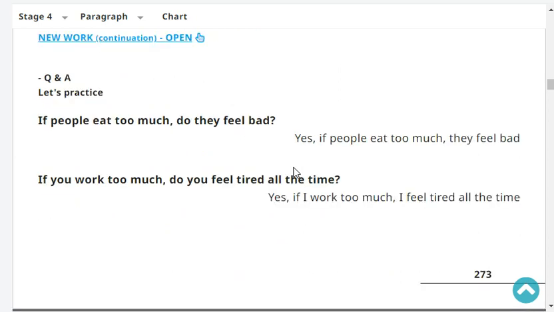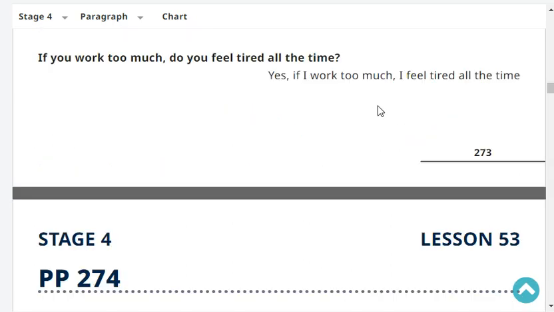If people eat too much, do they feel bad? Yes, if people eat too much, they feel bad. But if you work too much, do you feel tired all the time? Yes, if I work too much, I feel tired all the time. Very good.